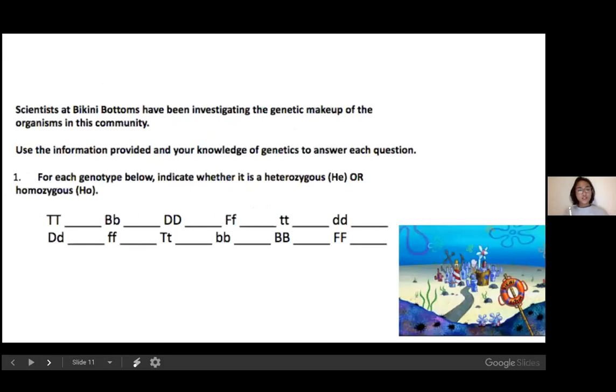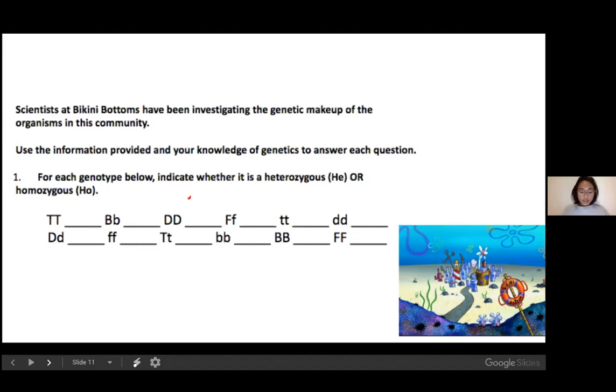For each genotype below, indicate whether it is a heterozygous or homozygous trait. And this is when scientists went to Bikini Bottom and investigated the genetic makeup of organisms in this community. So if we went through Bikini Bottom and took all of the different organisms and analyzed their genotypes, we found these genotypes. And we're going to practice whether we know what a heterozygous or a homozygous trait is. So I'll get you started with a couple of these.